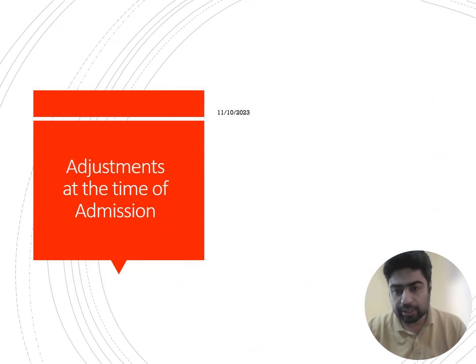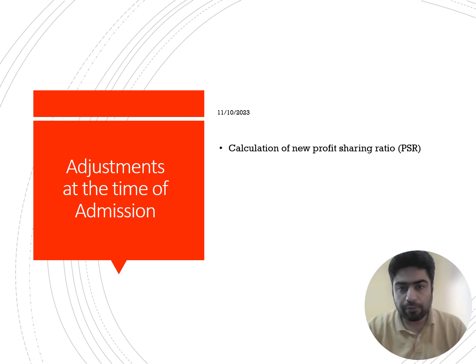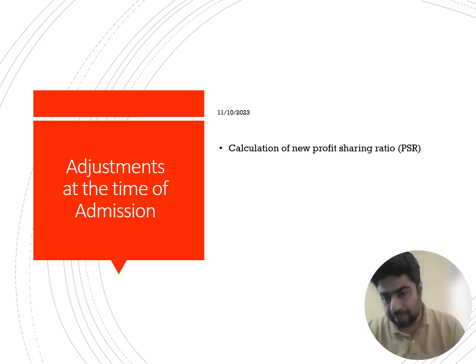Let us move on to the adjustments which we need to keep in mind at the time of the admission of a partner. Very briefly, I will discuss this. First is, it is essential for students to know how to calculate the new PSR. It is a very important aspect. Sometimes calculation of the new PSR may not be required in the question, but wherever it is required, many students commit errors because of their poor understanding of mathematics or fractions. So on that part students need to work upon.